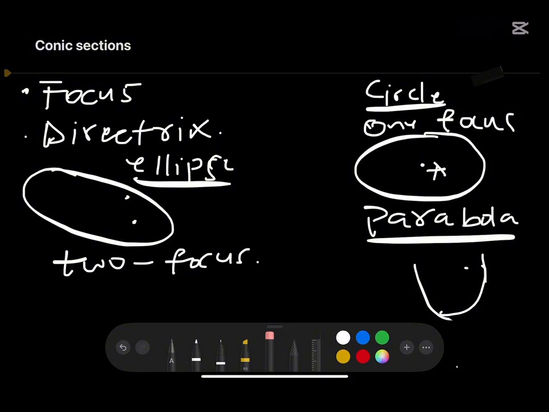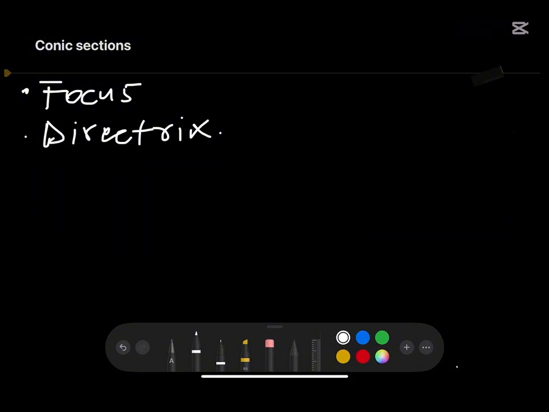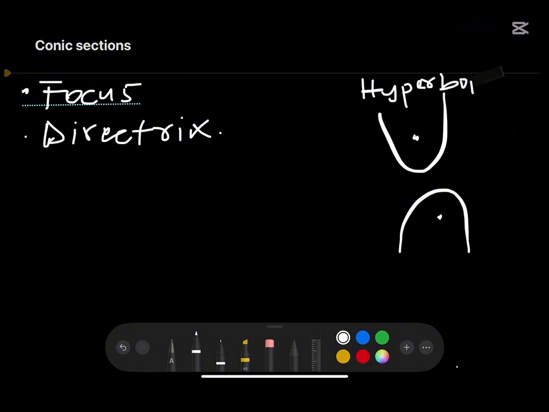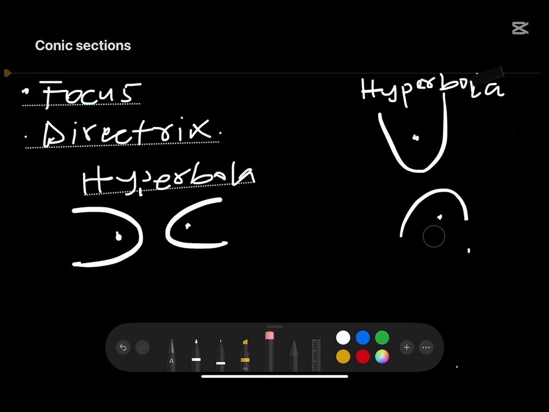Now we'll move to a hyperbola. A hyperbola also has two foci, right? So you can clearly see that a hyperbola is just two parabolas which are moving in opposite directions, right? It allows only two points. This is a hyperbola. In some other books, you see it in this form. It's still the same. So now we move to the next section.